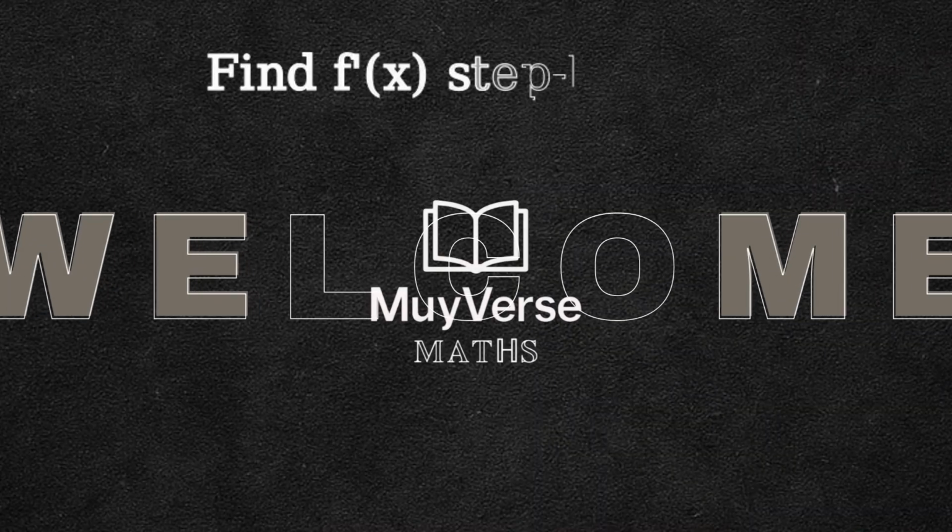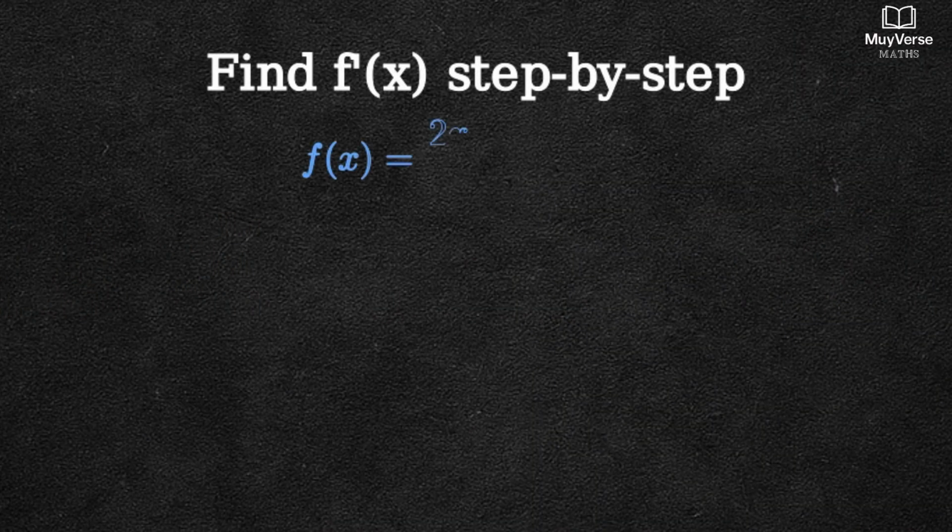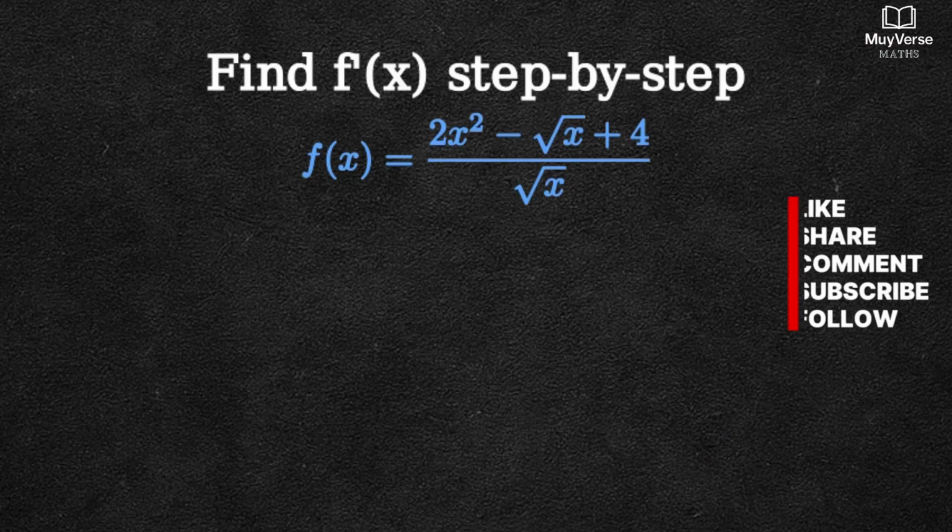We are going to find f prime of x for the function f of x equals the fraction with numerator 2x squared minus square root of x plus 4 and denominator square root of x. We'll go step by step, simplifying first, then differentiating, and finally presenting a clean answer.